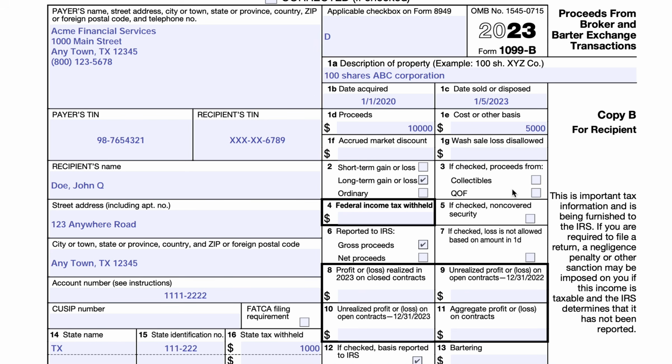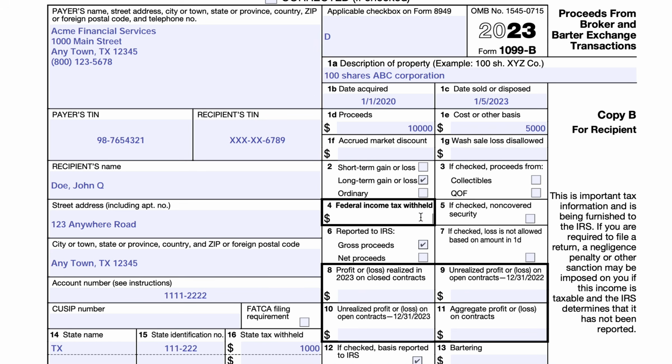In box 3, if one of these is checked, then it means the proceeds are from either the sale of collectibles or a qualified opportunity fund, and they have slightly different tax treatment. So collectibles have a different capital tax rate that goes as high as 28%. Qualified opportunity funds, under certain circumstances, people who sell qualified opportunity fund interests may be able to defer part or all of that gain. So that's why those boxes are checked. In this case, they're not, but that's why they're available.